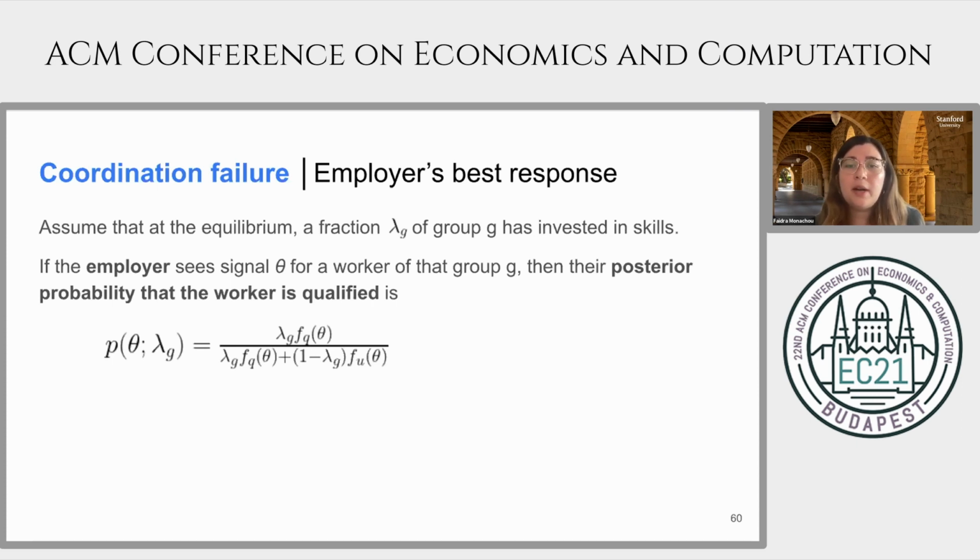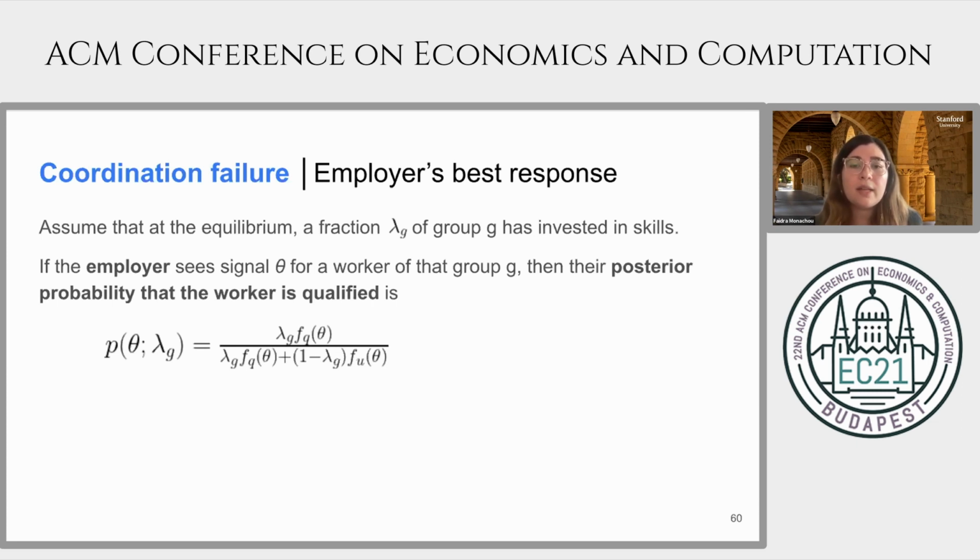And because we are at an equilibrium, when the Bayesian employer sees a signal theta for a worker of that group G, they will use this information about lambda G, the fraction who has invested in skills, to accurately update their posterior belief that the worker is qualified. So we have this equation that you see here. Where does this formula come from?